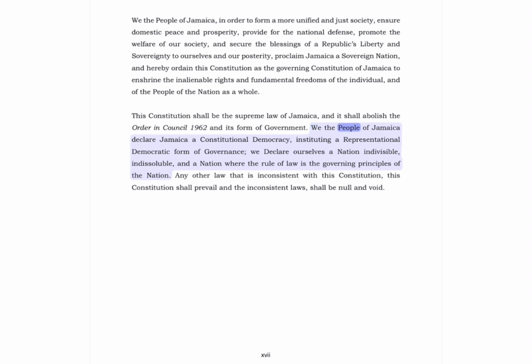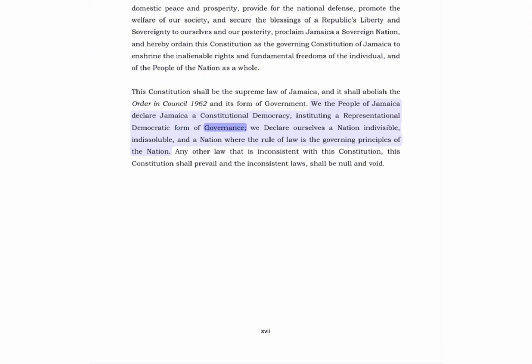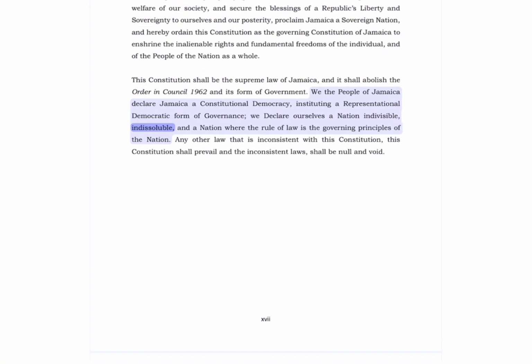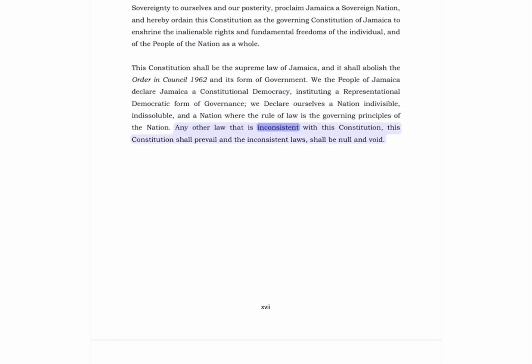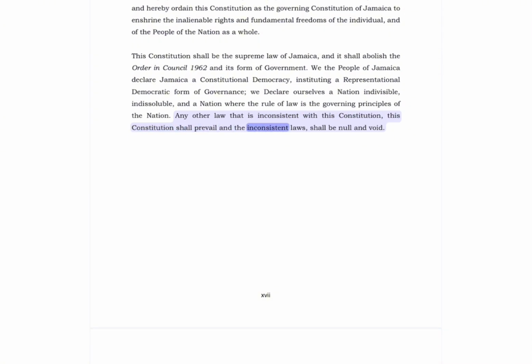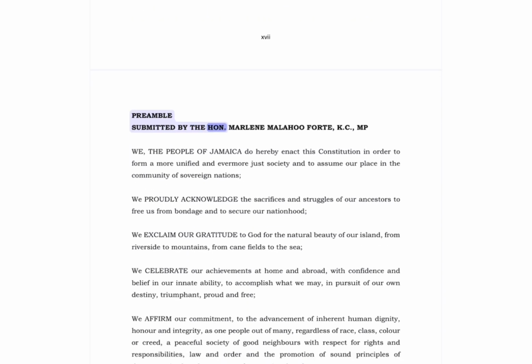We the people of Jamaica declare Jamaica a constitutional democracy, instituting a representational democratic form of governance. We declare ourselves a nation indivisible, indissoluble, and a nation where the rule of law is the governing principle of the nation. Any other law that is inconsistent with this Constitution shall be null and void. Preamble submitted by the Honorable Marlene Malahoo Forte, KC MP.